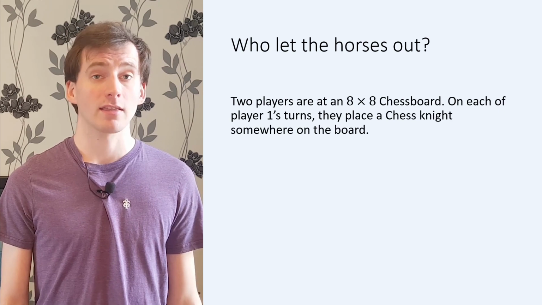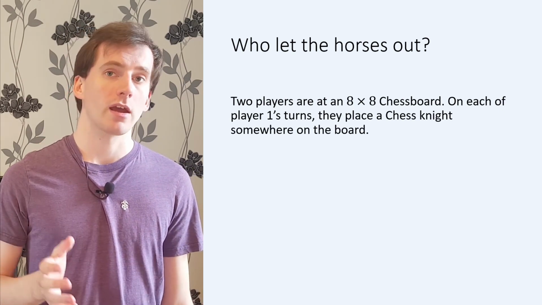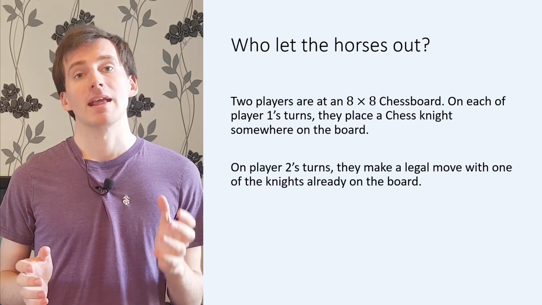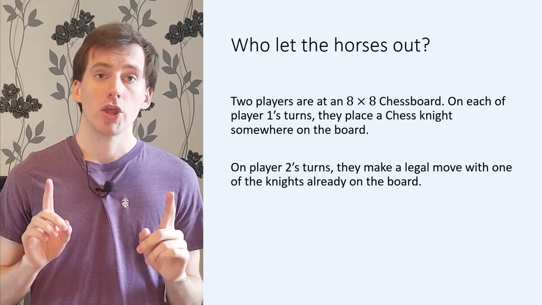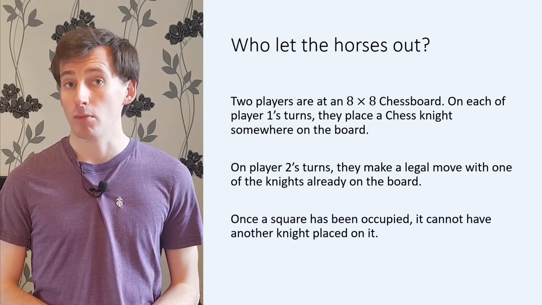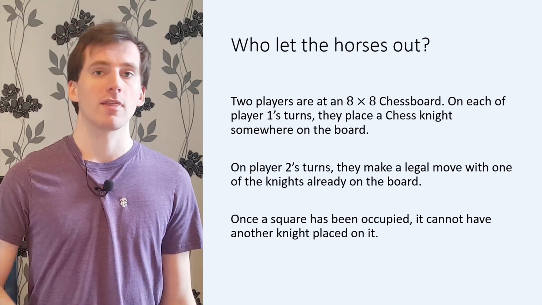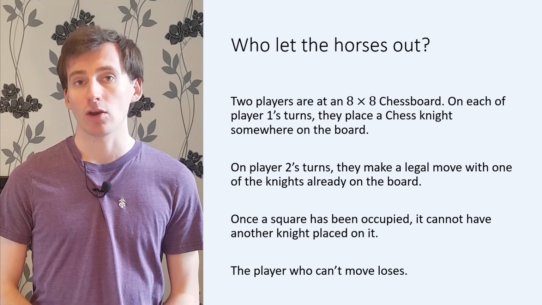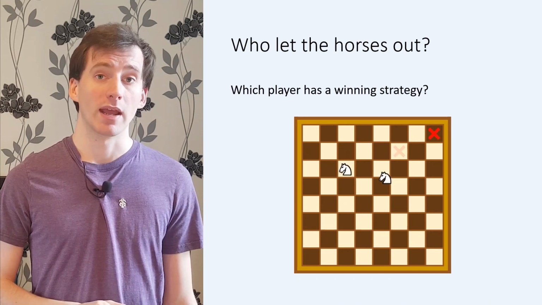Start with a standard 8x8 board. The first player puts a chess knight on the board on each of their turns, and the second player makes a legal move with one of the knights on each of their turns. No knight can be placed or moved to a square which is or has previously been occupied by a knight. Whichever player cannot move loses. Which player has a winning strategy?